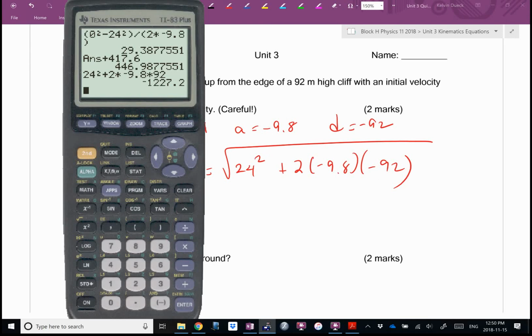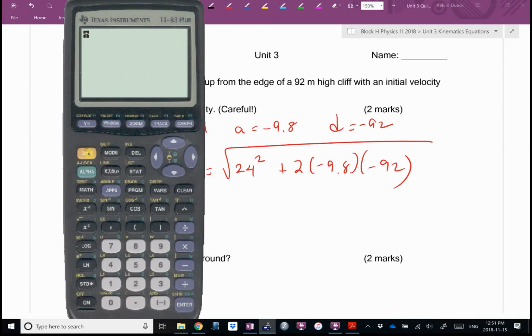Can you take the square root of a negative number? If you try to do that, your calculator is going to give you some kind of an error. Mine says non-real answer. Yours might say math error. Someone will say syntax error. Here's what it's really saying. The universe is tapping you on the shoulder and saying, look, you told me you were accelerating down, but somehow you ended up above where you started. I got an issue with that. Okay.